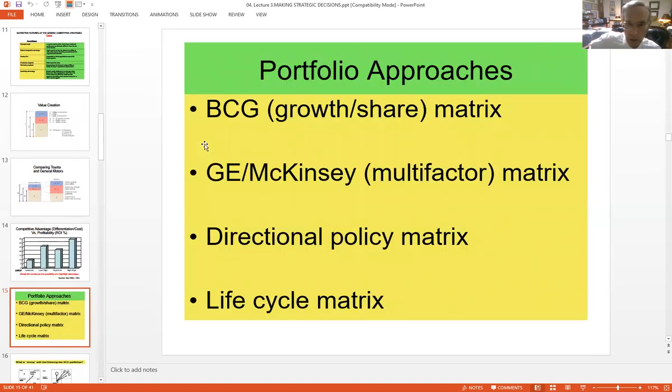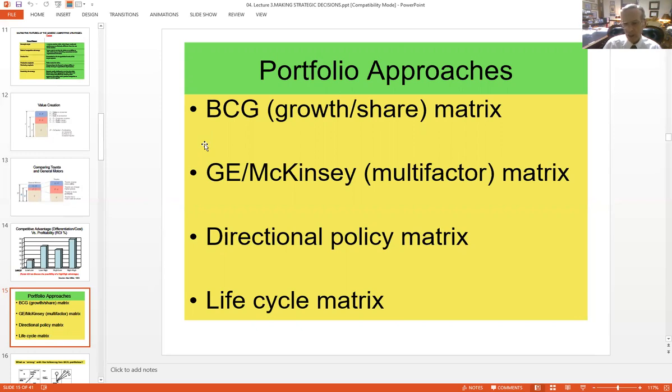All right, this takes us to the so-called portfolio approaches, where we take a look at the collection of products or businesses that companies have. And we'll take a look at some of those. The Boston Consulting Group has a very famous matrix strategy, and I think that's the very first one we'll be looking at.